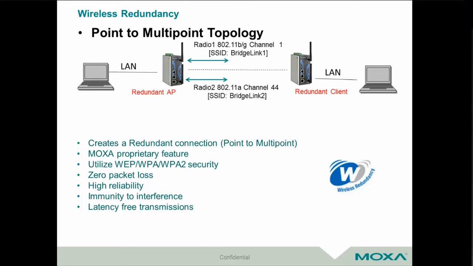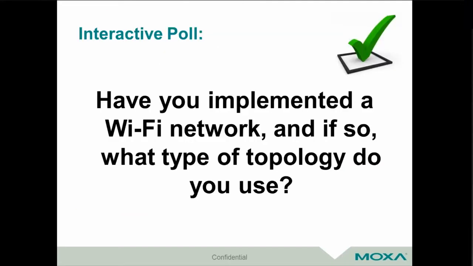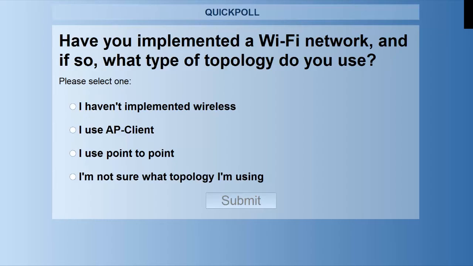All right, so it's time for our first poll here, and I think Kelly's going to light it up for you guys. The question is, have you implemented a Wi-Fi network within your facility? And if so, what type of topology do you use? The possible answers here are, I haven't implemented wireless, I use AP client or infrastructure mode, I use point-to-point, or I'm not quite sure what topology I'm using. So we'll give you guys just a few seconds to bring that in.